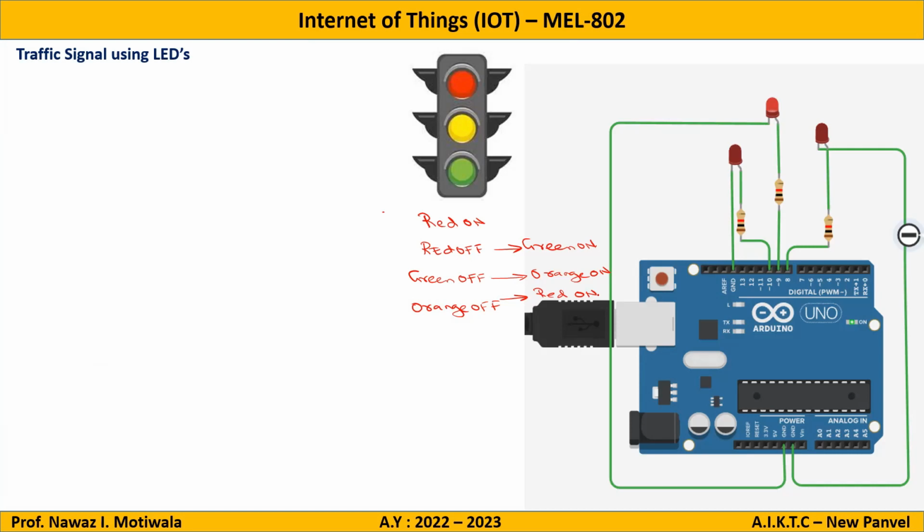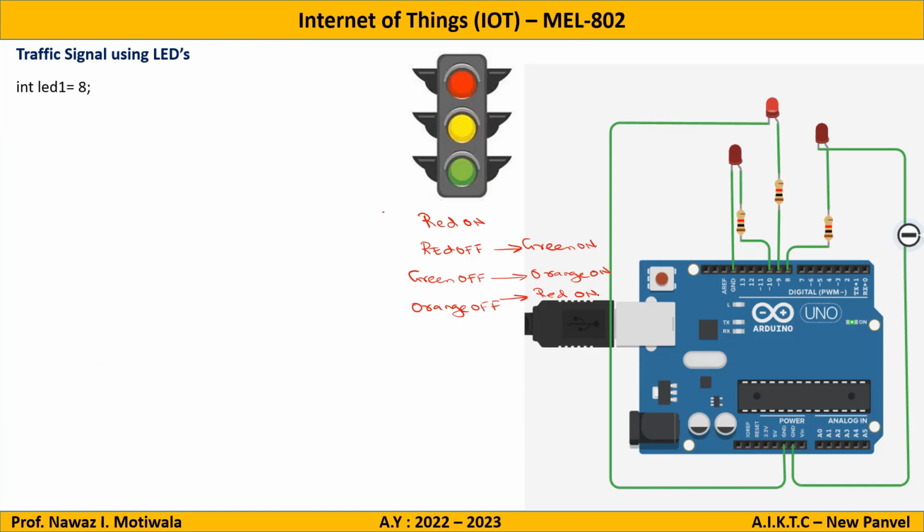So let us start with the programming part. As I said, I will be following 3 steps. First step is declaration of pins, on which pins I will be attaching my LEDs. Step 2, the pins which I have used will be used as input pins or output pins. We have to declare that. And the third part is the logical sequence of the statements which we have discussed. So let us start. First step, declaration of pin.